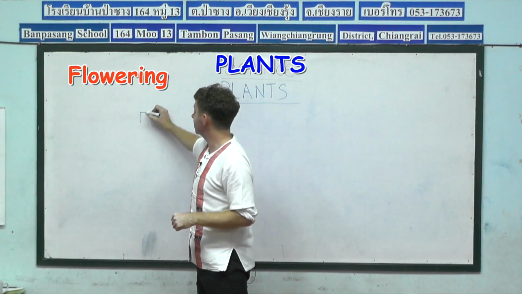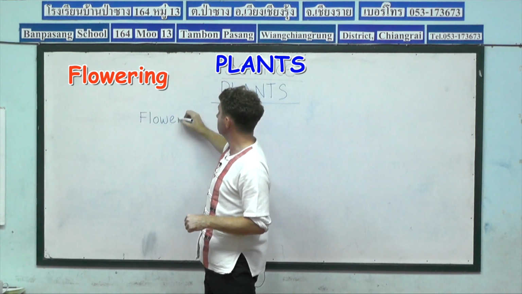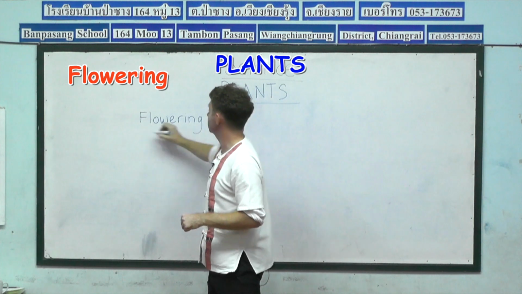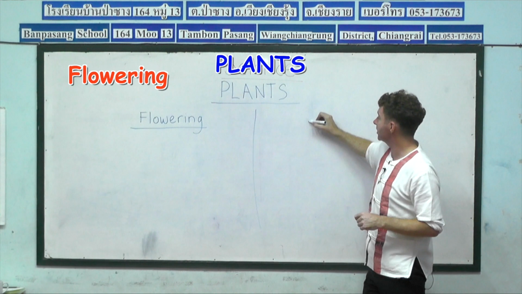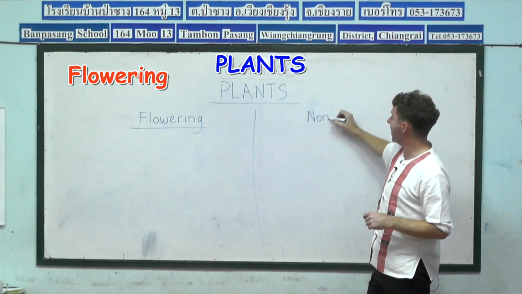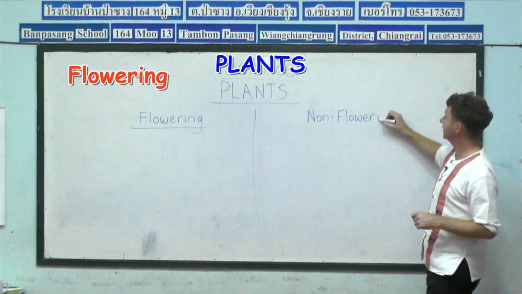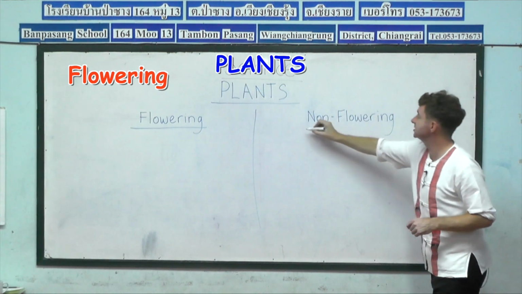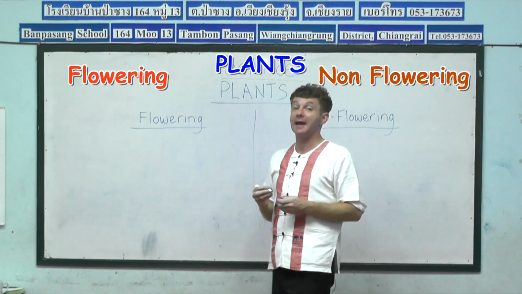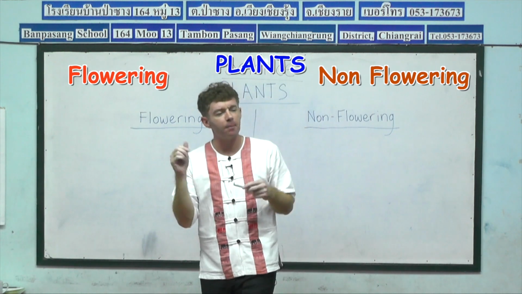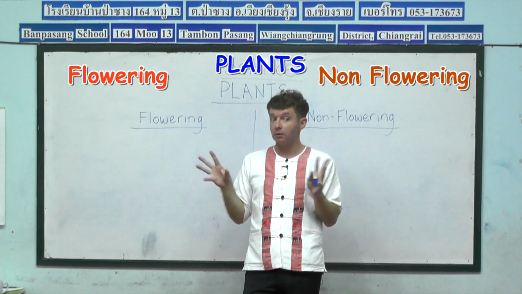So flowering, flowering. Excellent. And then we had non-flowering, non-flowering. Excellent. So from the previous lesson, they were our two main categories of plants. Now, can anybody remember any flowering plants? Remember, these are the ones with the pretty colours.